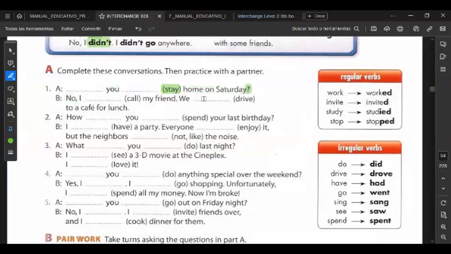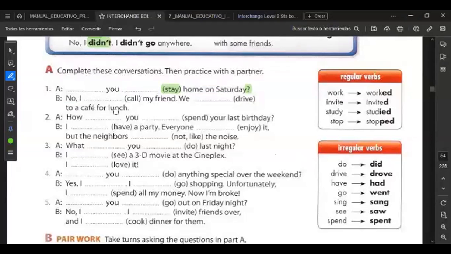Did you stay home on Saturday? Y recuerde darle acento de tono de pregunta. Did you stay home on Saturday? No, I. ¿Qué creen que iría aquí? No, I. Did you? No, I didn't. Podemos responder con didn't, porque la pregunta es cerrada, es con did, ¿verdad? No, I didn't.